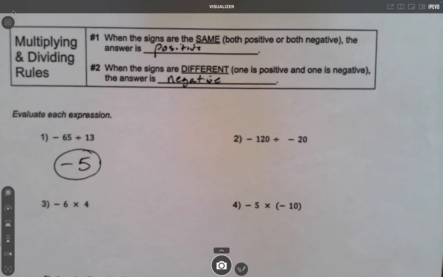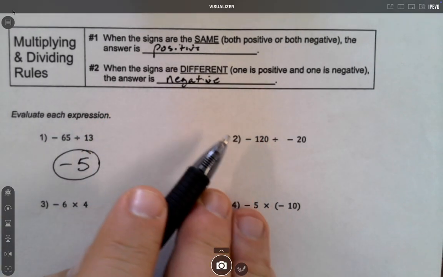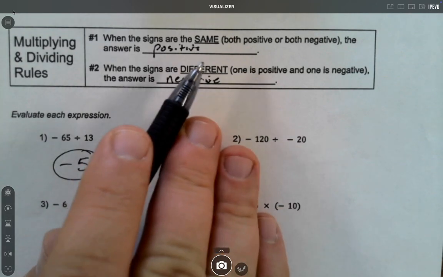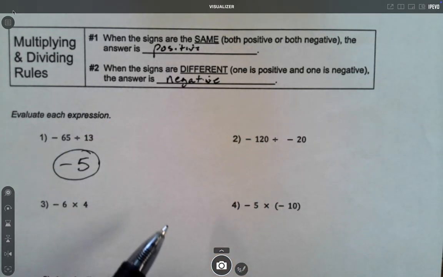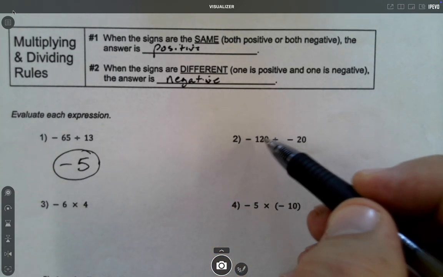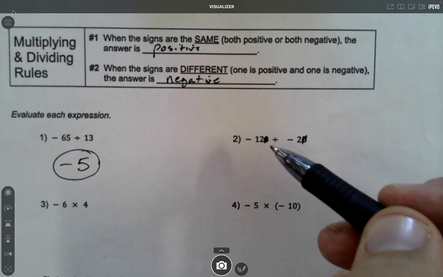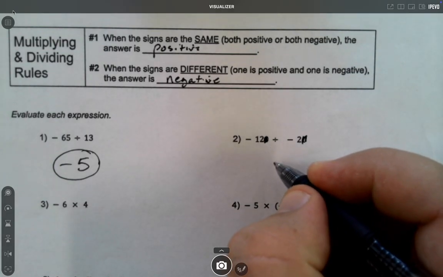Okay, on number 2, they're both negative, so the signs are the same. So I know the answer, even though they both are negative, since they're the same, the answer is going to be positive. 120 divided by 20. If it helps you, just ignore the zeros. Since they both have one, you can ignore them. What's 12 divided by 2? And that would be 6.